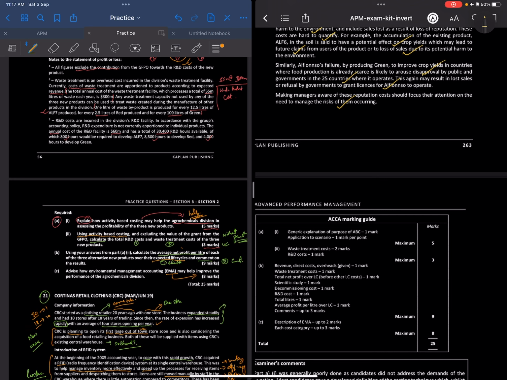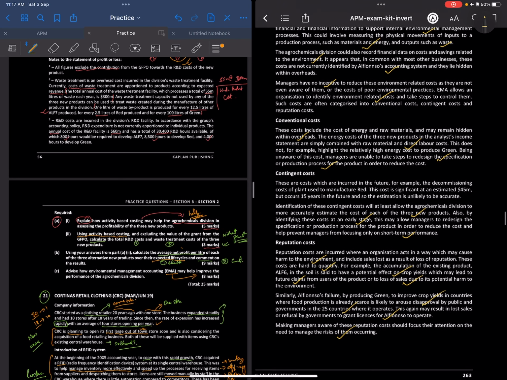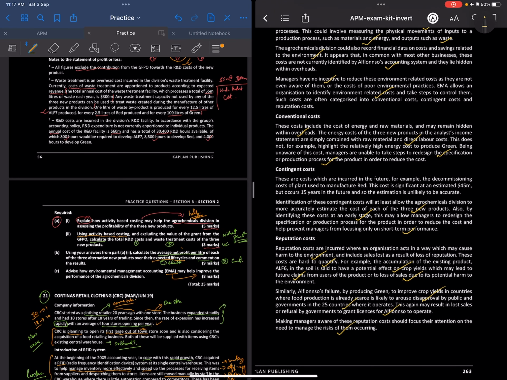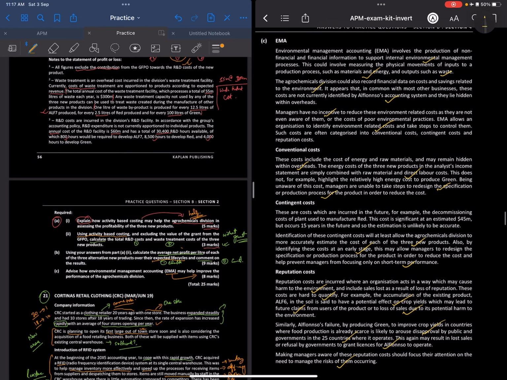Right, description of EMA will earn us 2 marks. So 3 marks for each cost category, right? So it's 8 marks right there. So it could be 2, 2, 2, 2, 2, right? So 2 marks for reputation, 2 marks for contingent, 2 marks for conventional, right? And then 2 marks for just explaining what EMA is.